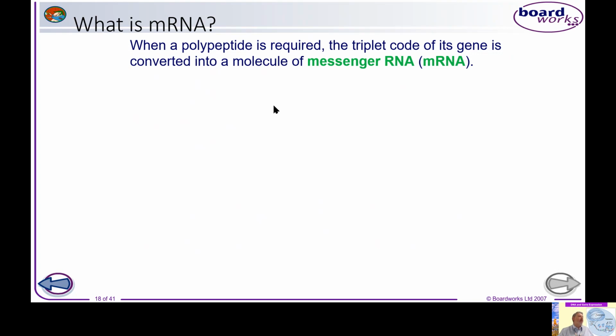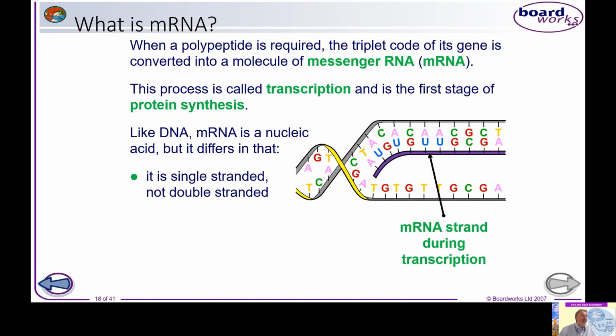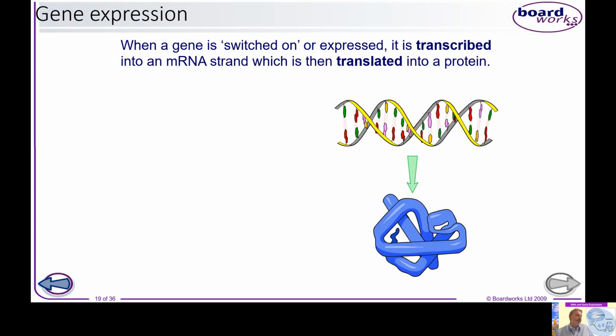What is mRNA? The triplet code of the gene is converted to messenger RNA. So it's transcription, which we start to look at. It's a nucleic acid. It differs in that it's single-stranded, not double-stranded, and it's ribose, not deoxyribose. Also, instead of thymine, instead of having a T, it will have a U. The opposite code to A in DNA is T, but in RNA is U, uracil. So there's a slight difference in the mRNA.